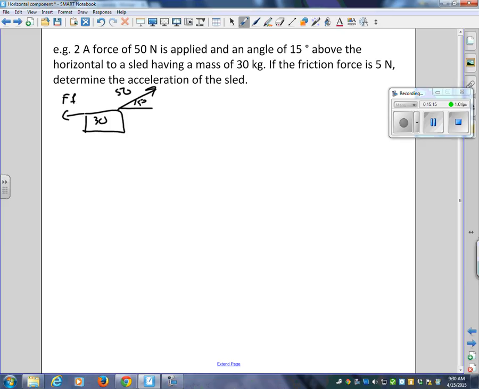There's your picture, right? Are the steps the same as before? Last step is acceleration. Before that, net force, and before that, horizontal component, right? Same steps. Work backwards. Horizontal component. FA cos theta. 50 cos 15. Make sure your calculator's in degrees.